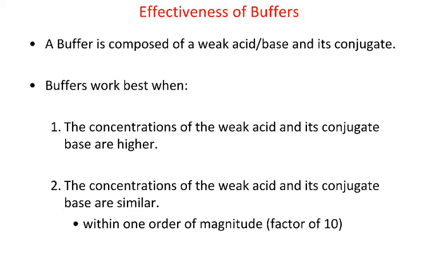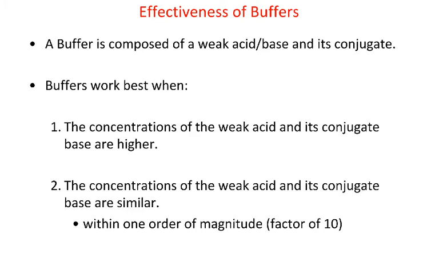In this video, we're going to look at two factors that influence the effectiveness of buffers and two related concepts of buffer capacity and buffer range. So as we know, a buffer is composed of a weak acid and its conjugate base, or a weak base and its conjugate acid. And buffers work best when the concentrations of the weak acid and its conjugate base are as high as possible. So the higher the concentrations of the buffer components, the more effective the buffer is going to be at resisting changes to pH.